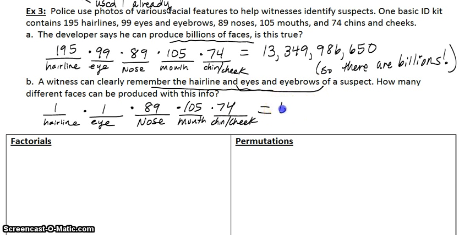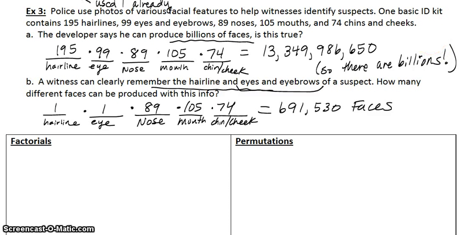Multiply those together, and there's 691,530 faces. So it actually cuts it down quite a bit, but there's still thousands and thousands and thousands of faces for the witness to try to identify. Once again, write down any questions you have.